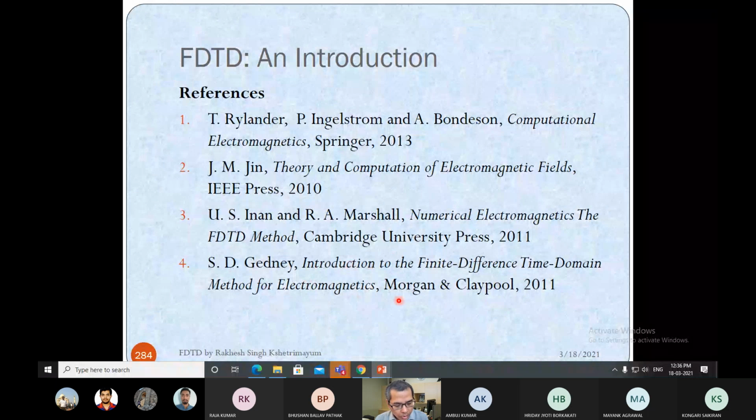So he has written it in a very easy to understand form. And usually Morgan and Claypool books are written in a very narrative style, very easy to follow, a tutorial kind of way of writing the book. So if you are interested in learning FDTD from a pioneer in this area, written in a tutorial type of explanation, you can always refer to this. Okay, so I'll end here.